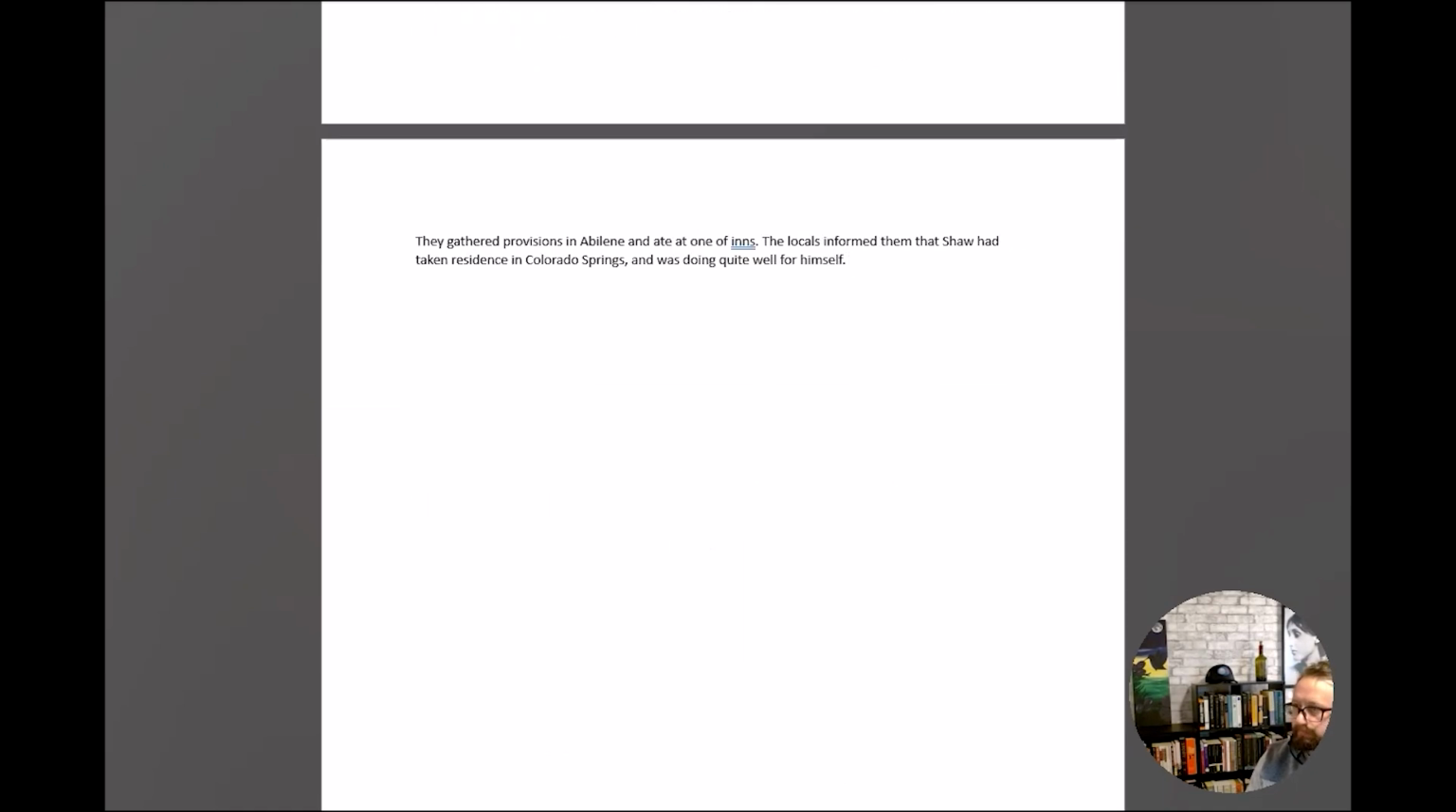And again, they gathered provisions in Abilene. This is also another explanation of their experience. So this is what I was talking about with what my effort today was going to be, was mixing this dialogue with explanation over the course of this journey.